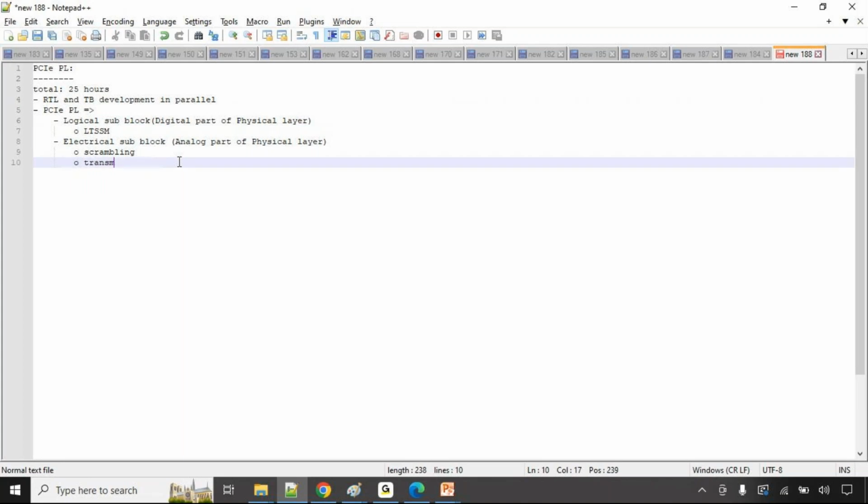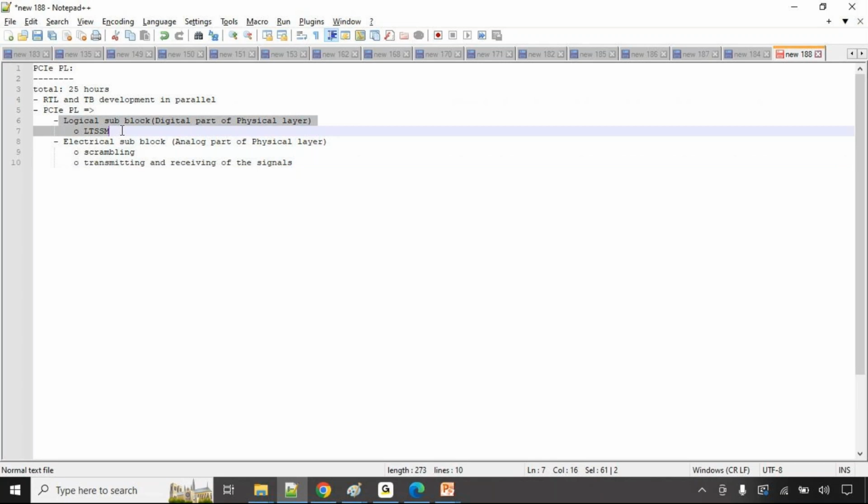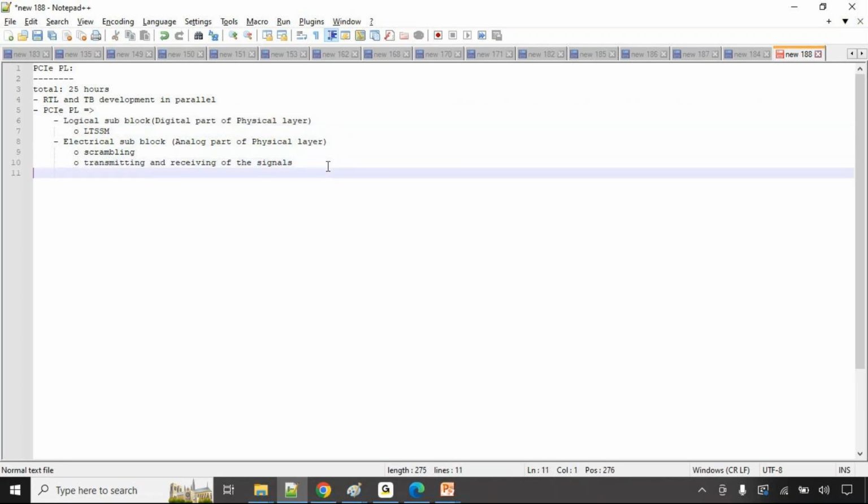Transmitting and receiving of the signals, we won't be doing at the analog level. Rather, we'll be focusing on the logical subblock. Now, coming back to our focus, what would be the plan?